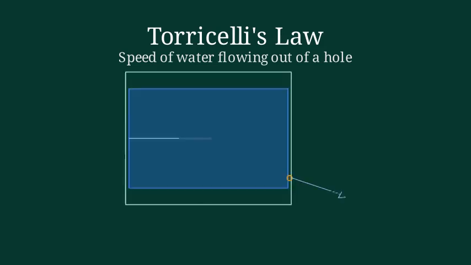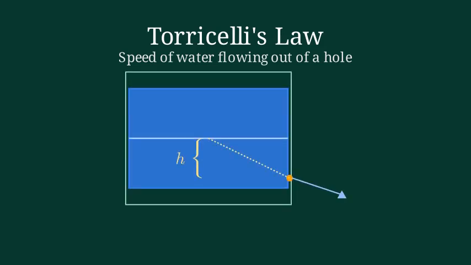Today we will understand Torricelli's law, the formula for the speed of water leaving a hole in a tank. Let's visualize it with a simple tank diagram. This is our water tank, and the hole is near the bottom. The water surface is higher than the hole, so the water shoots out.